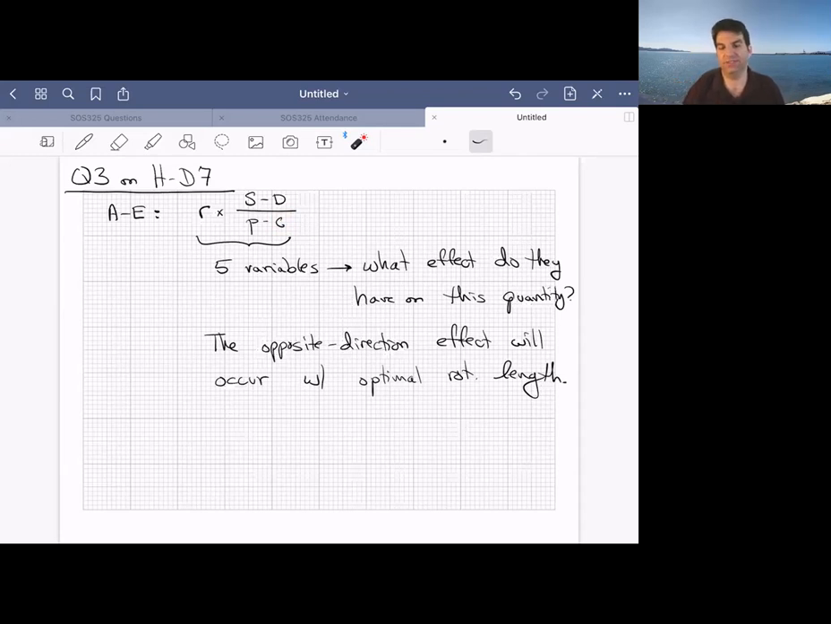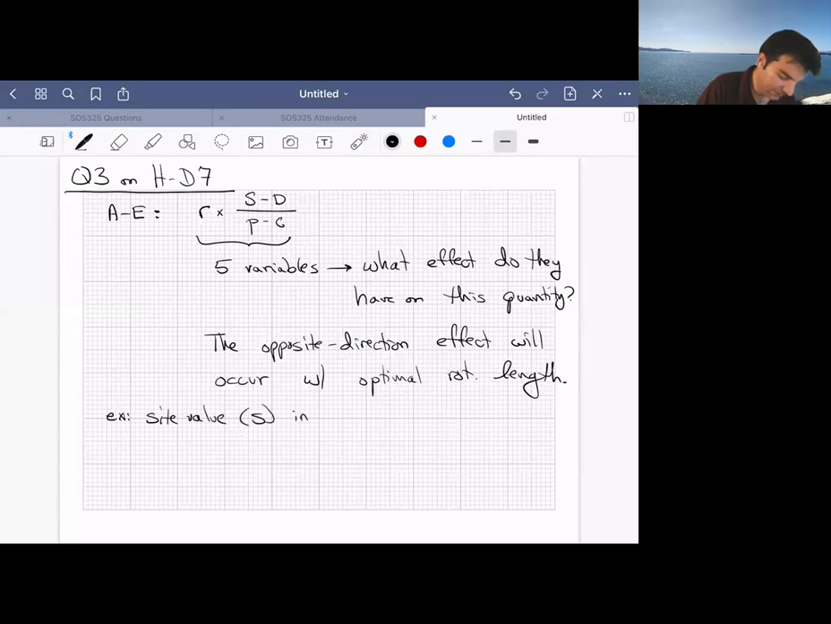So F was the harvest value, so that was slightly different. So for all 5 of those, we can evaluate what happens to this quantity. If this quantity goes up, then the optimal rotation length will go down. If this quantity goes down, the optimal rotation length will go up. So if I want to do one quick example, let's say the site value S increases, which I believe was 3B.